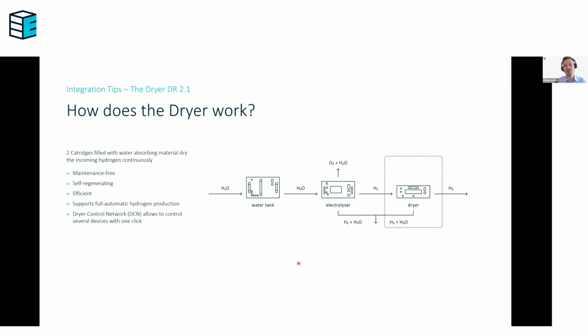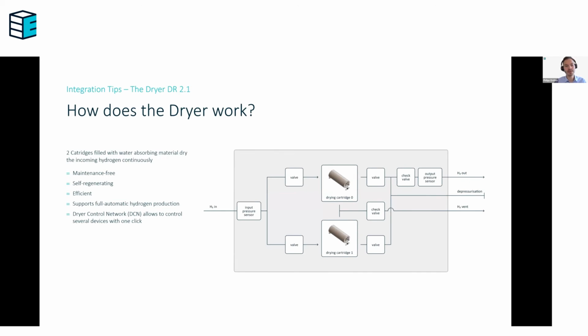So this is a software solution that we implemented when you are having a dryer and you have this combined with 5 electrolyzers, for example. Then you can set up a dryer control network and then be able to control and send commands to these devices just once, and they will all follow the same command.